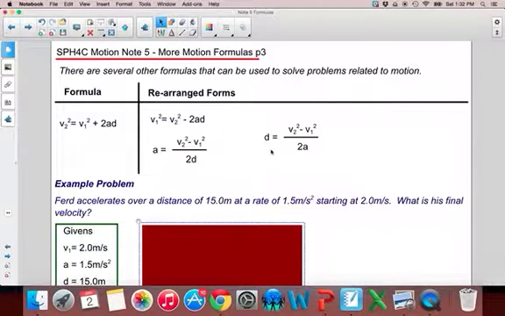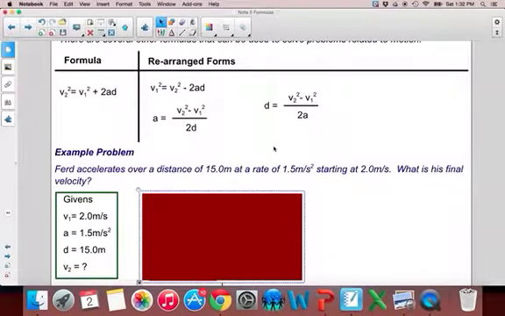There's those rearranged forms. So if instead I'm looking for V1, or I'm looking for A, or I'm looking for D, those are the rearranged forms. And then here's the example. So Ferd's accelerating. We have a distance, so D is 15 meters. We have an acceleration of 1.5 meters per second squared, and he's got a V1. What's his final velocity? So I'm looking for final velocity, so I'm looking for V2, right? So I'm going to use this form of the equation.